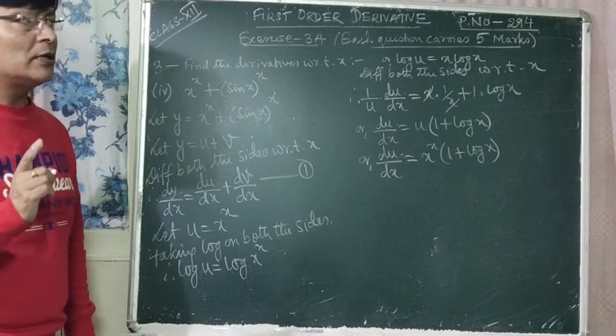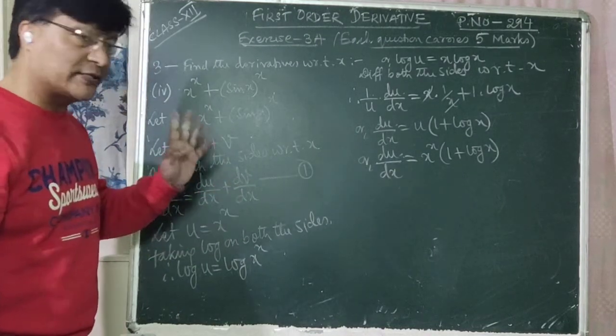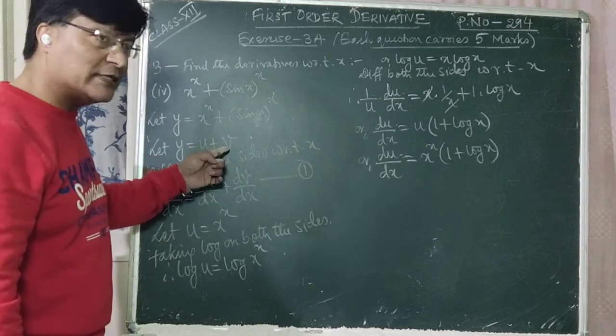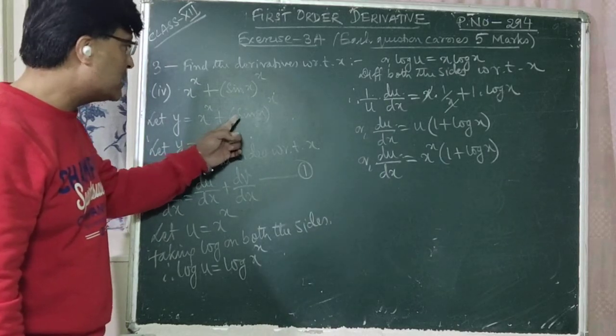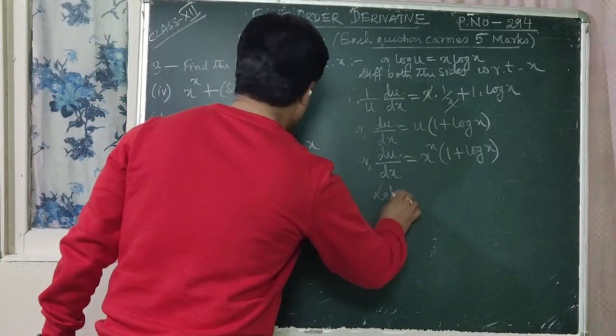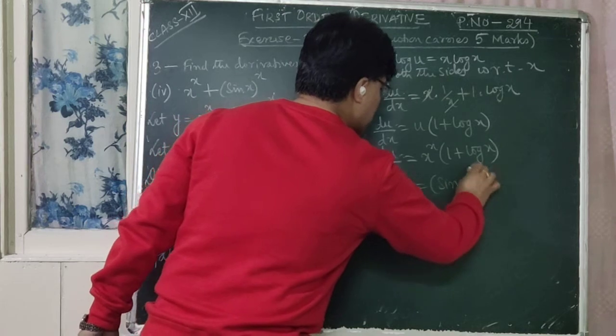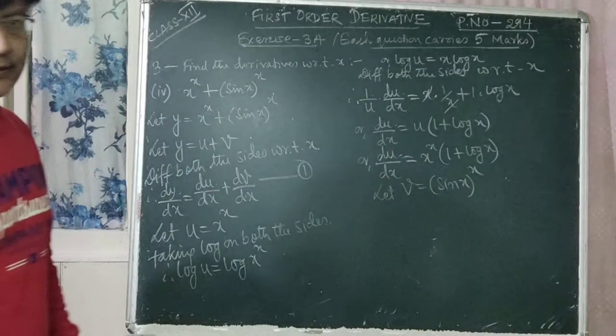Now what is to be determined now? You have to find out dv by dx. So what is v in this case? v was assumed as (sin x) whole to the power x. Let v is equal to (sin x) whole to the power x.